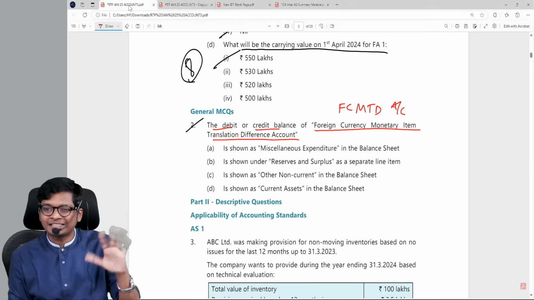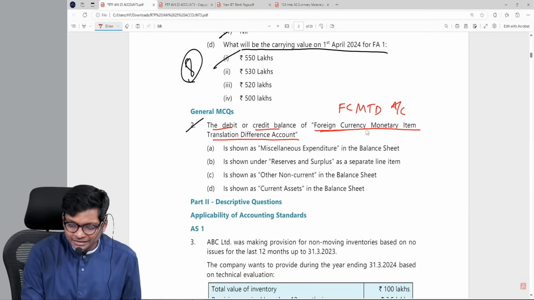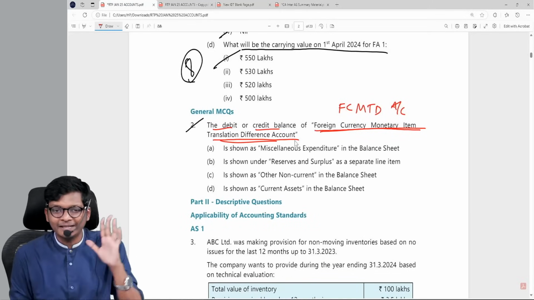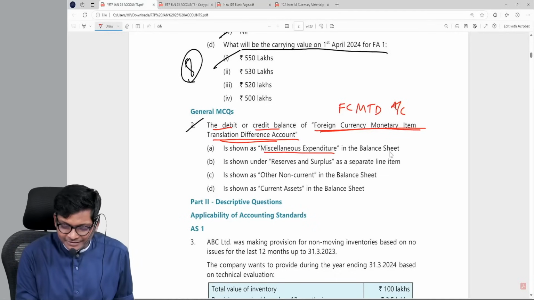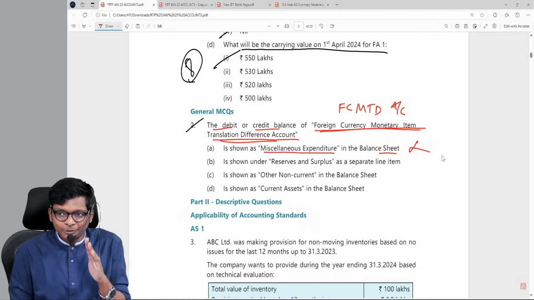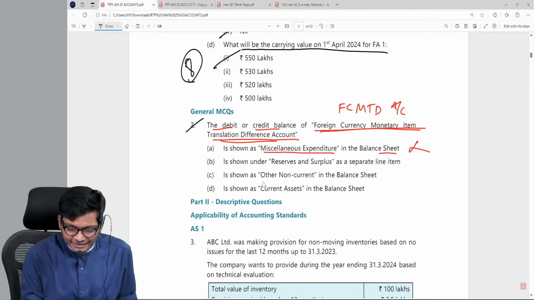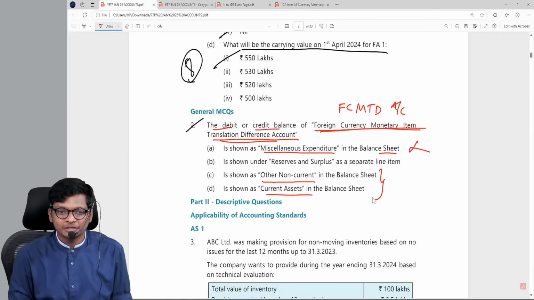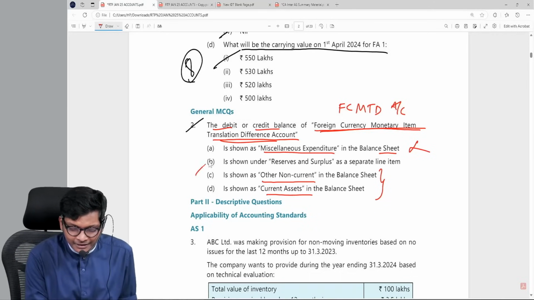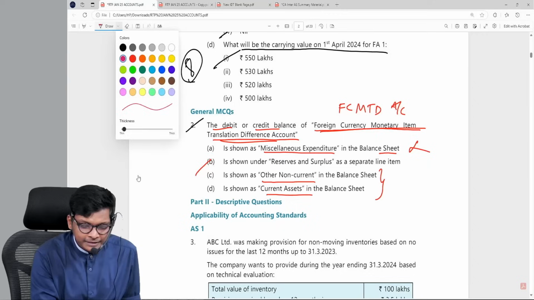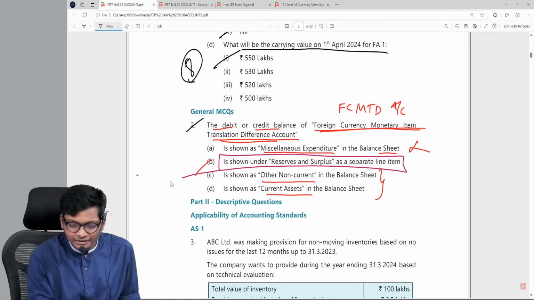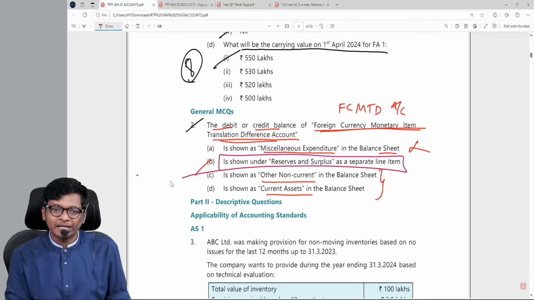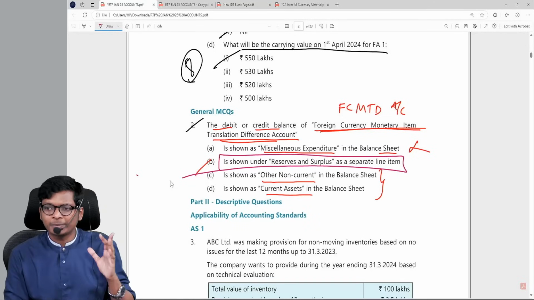That is in AS11. Here they are asking, this account will be in schedule 3, where it will be miscellaneous expense in balance sheet or no? And my schedule 3 doesn't have it. Will it be in other non-current assets or current assets? No, it is not an asset for me. So the only place I can keep it under is reserves. It will be shown under reserves as a negative item, which I will keep writing off every year. Are you following, guys? It will come in my reserves.